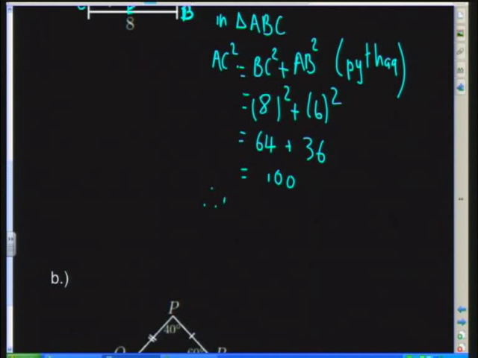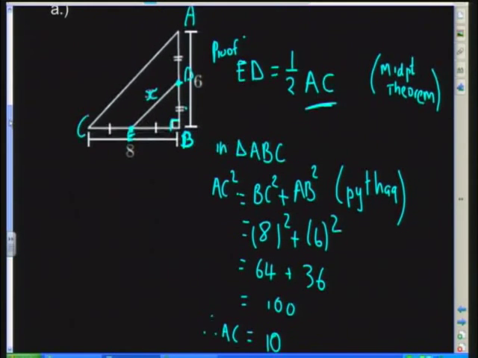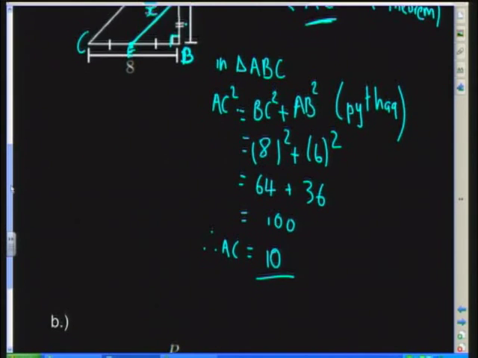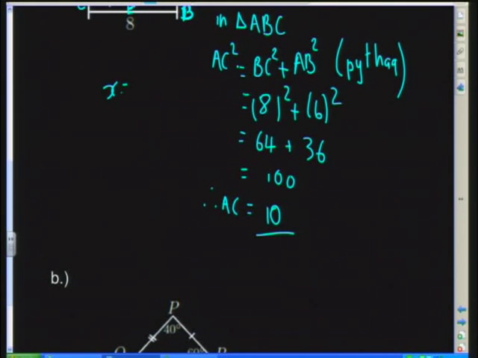So therefore, AC will be the square root of 100, and the square root of 100 is 10. Okay, so therefore AC is 10 units. So we know now that the whole length of AC is 10 units, but remember we're looking for ED. So how do we find ED or X? Well, we know that X is going to be equal to a half of 10. And the reason for that, again, is the midpoint theorem. So therefore, X is going to be a half times 10, which is 5.